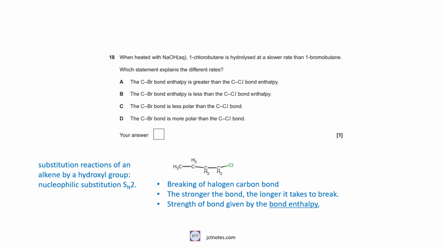The stronger the bond between the halogen and the carbon, the longer it takes to break. The strength of this bond is given by the bond enthalpy, therefore options C and D are not applicable. As we know that 1-chlorobutane is hydrolysed at a slower rate than 1-bromobutane, its bond enthalpy is higher. Therefore, the answer is B.